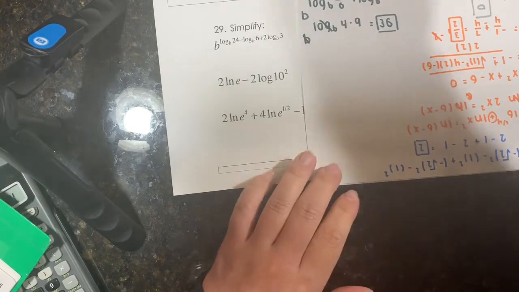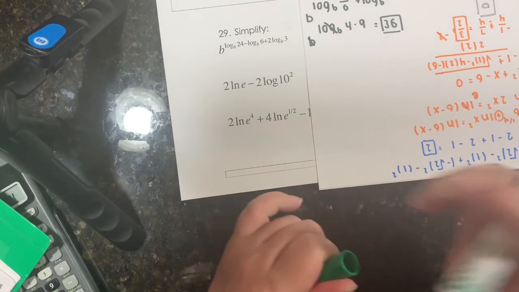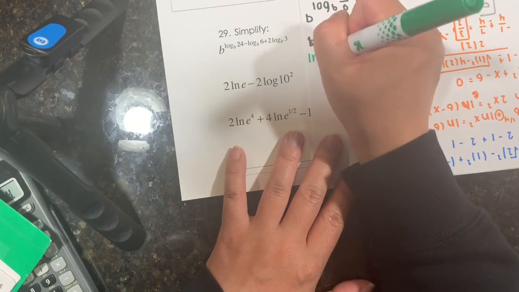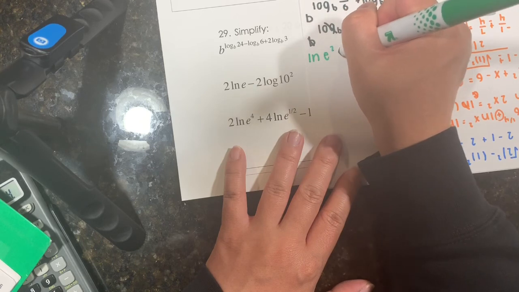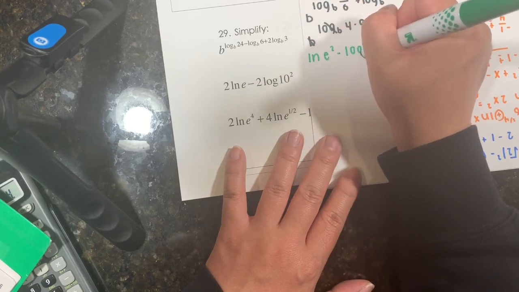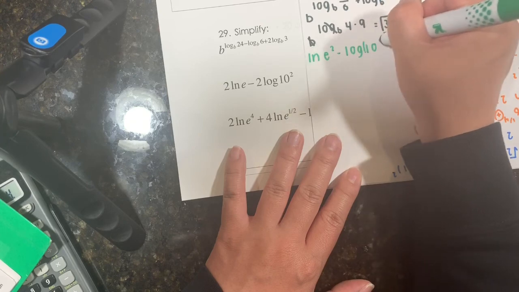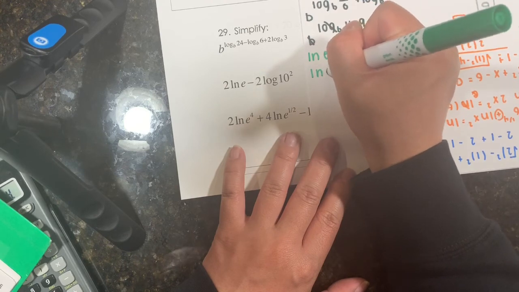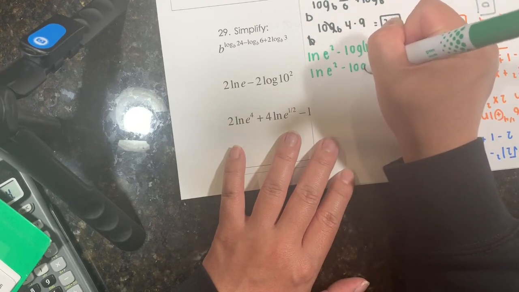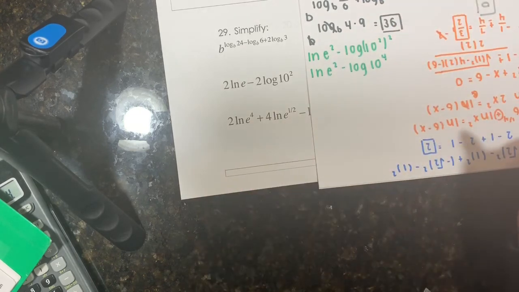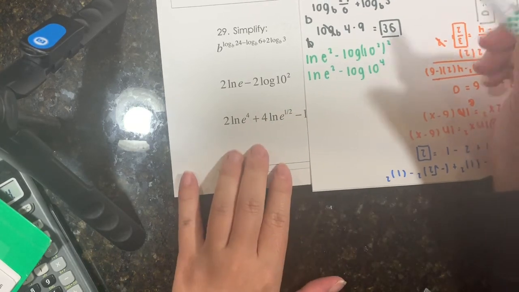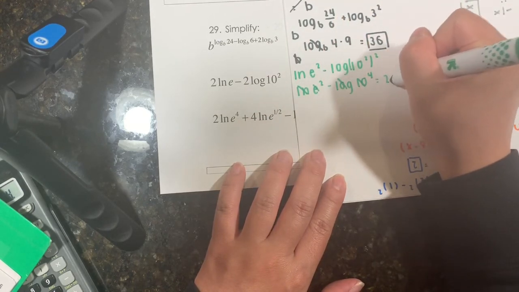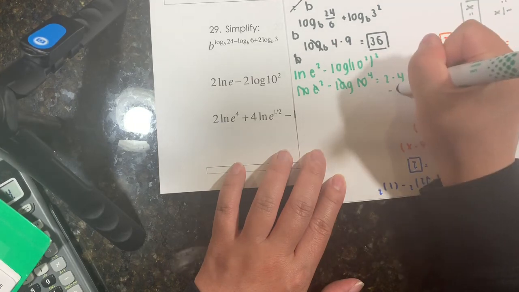Now for number 29, part b. There's a number outside my log, so I'm going to raise that to the power. So it would be ln e to the second minus log 10 squared to the power of 2. So that really turns into ln e to the second minus log of 10 to the 4th. Now the ln and the e actually cancel each other out, and the log and the 10 cancel out, so that's actually 2 minus 4. So the result is negative 2.